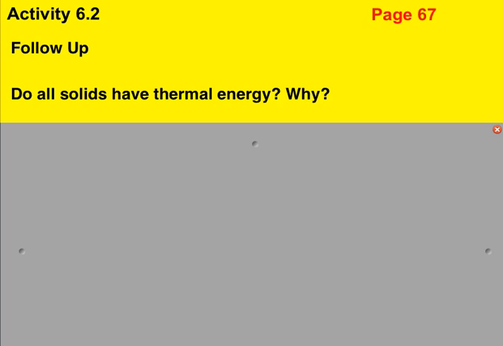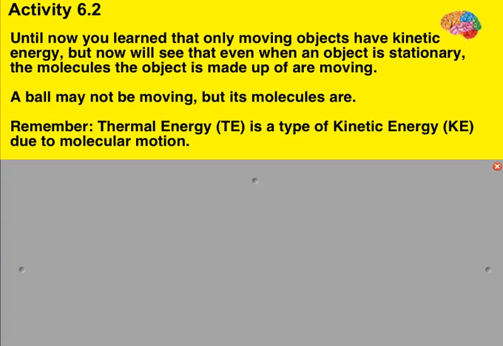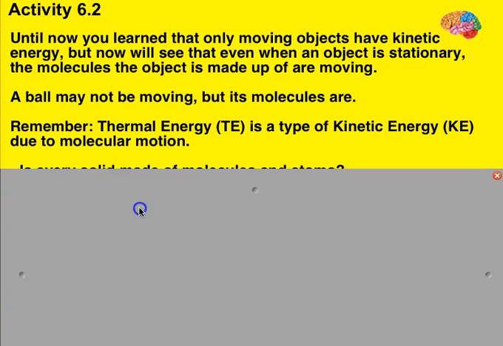All right, so let's review quickly. Until now, we've learned that only moving objects have kinetic energy. But now we see that even when an object is stationary, the molecules the object is made of are indeed moving. Now, a ball may not be moving, but its molecules are. So we got to be careful when we're talking about objects in class. The ball itself may not be moving, but its molecules are. Now remember, thermal energy, and we'll call it TE, is a type of kinetic energy due to its molecular motion.